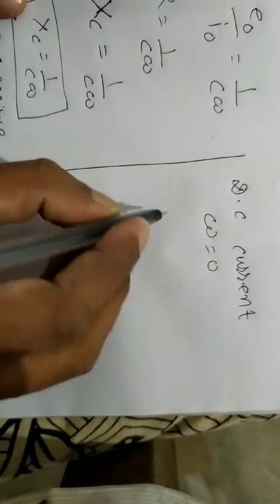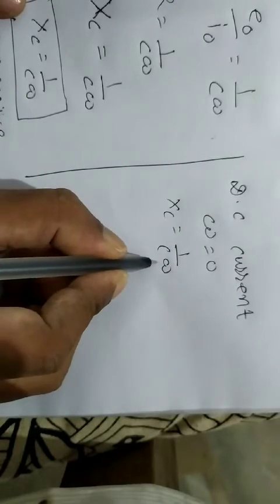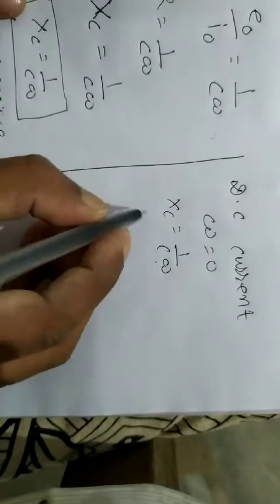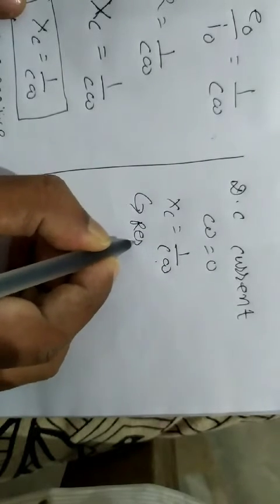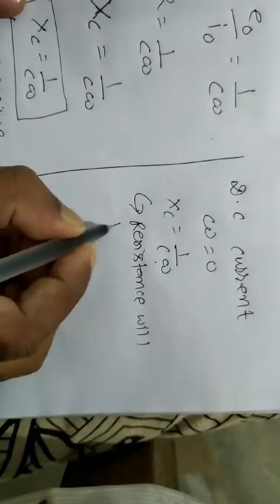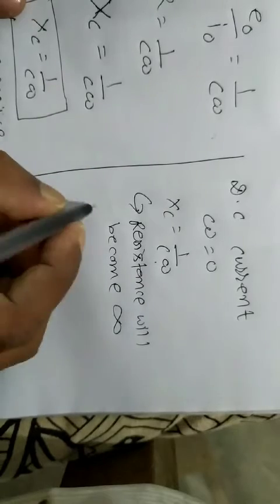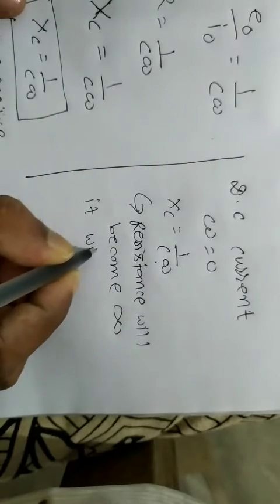Resistance will be infinity. Here see, XC will become what? 1 by C omega. So when omega is 0, 1 by 0 will be infinity. That means resistance will become infinity. And if resistance becomes infinity, then it will block the current. It will block DC current.